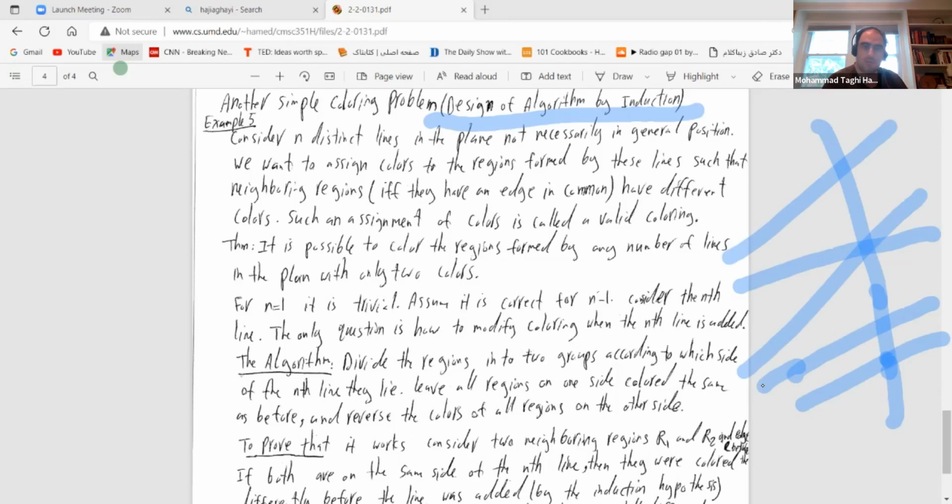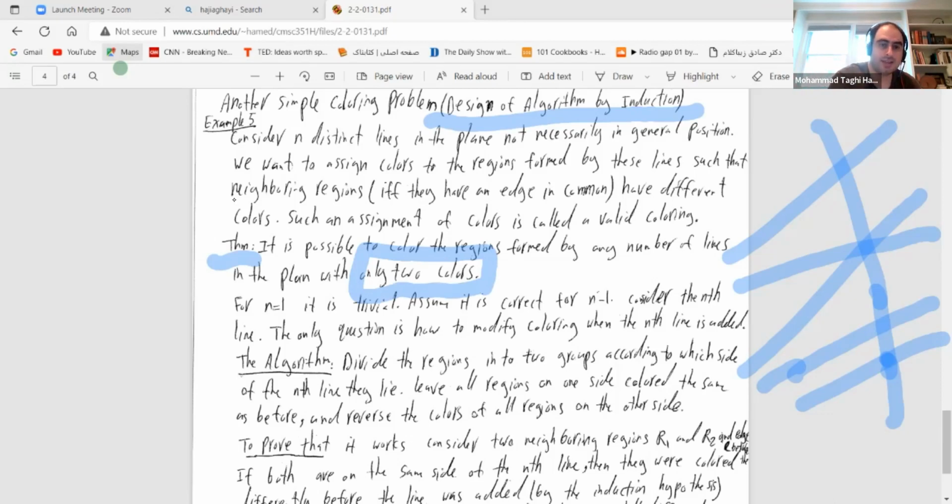This is the theorem that we want to prove. It is always possible to color the regions defined by any number of n lines in the plane, so any number of lines, by at most 2 colors. And what is the meaning of coloring? The coloring is important.